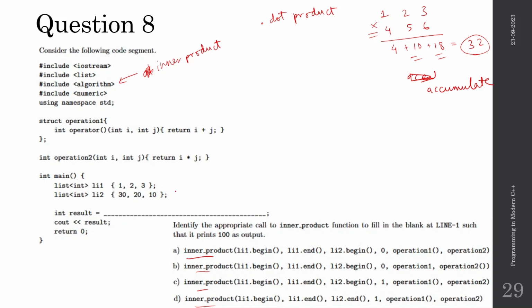Okay, so here we are defining two functions, if you see. This operation 2 is a normal function. It takes two arguments and it gives us the product.